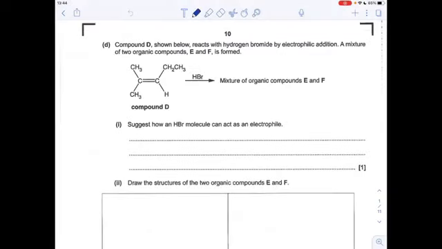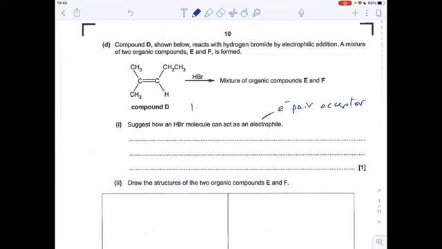So just like I did with the organic synthesis video, I've just taken the parts of a question to do with this topic. So you can see this question here starts with part D. The first part of the question suggests how an HBr molecule can act as an electrophile. As a reminder there, an electrophile is an electron pair acceptor.